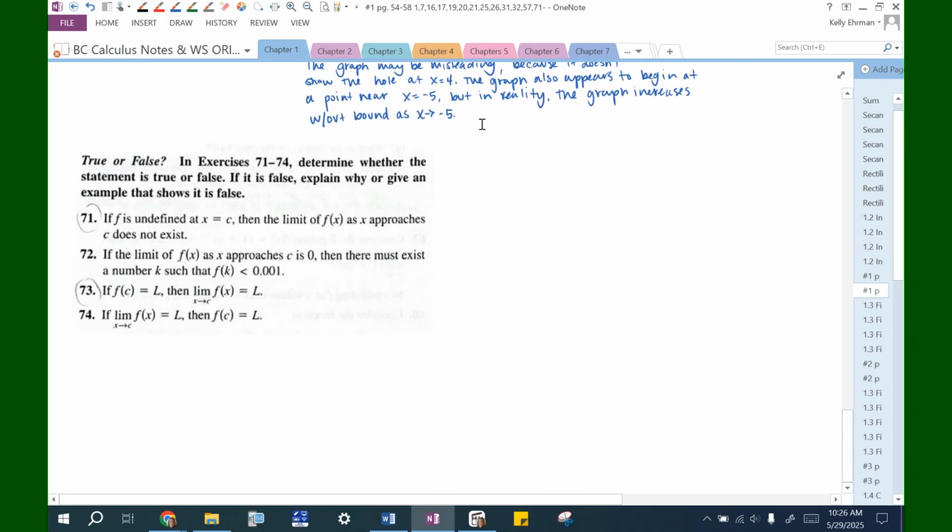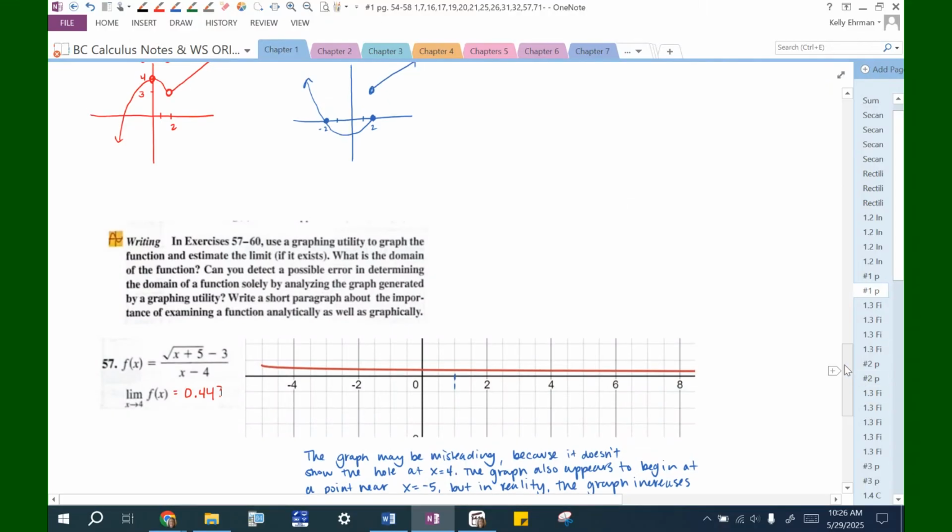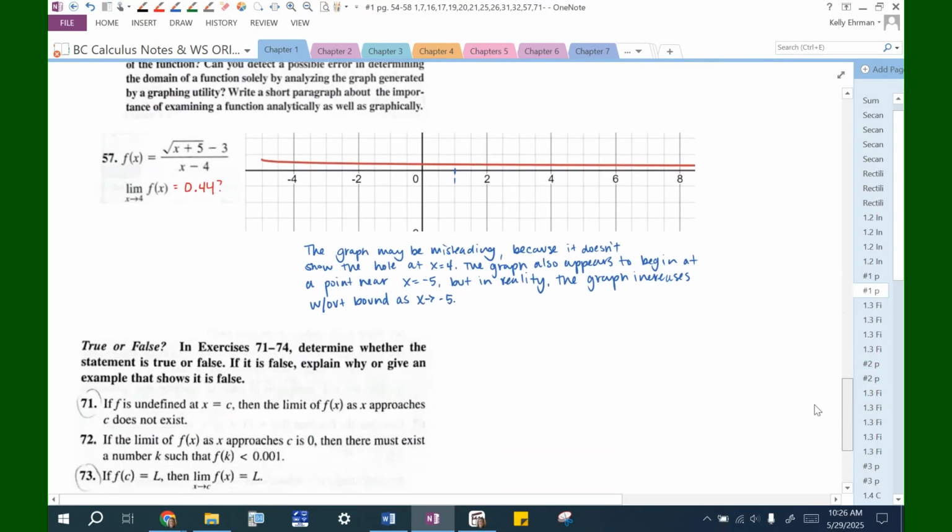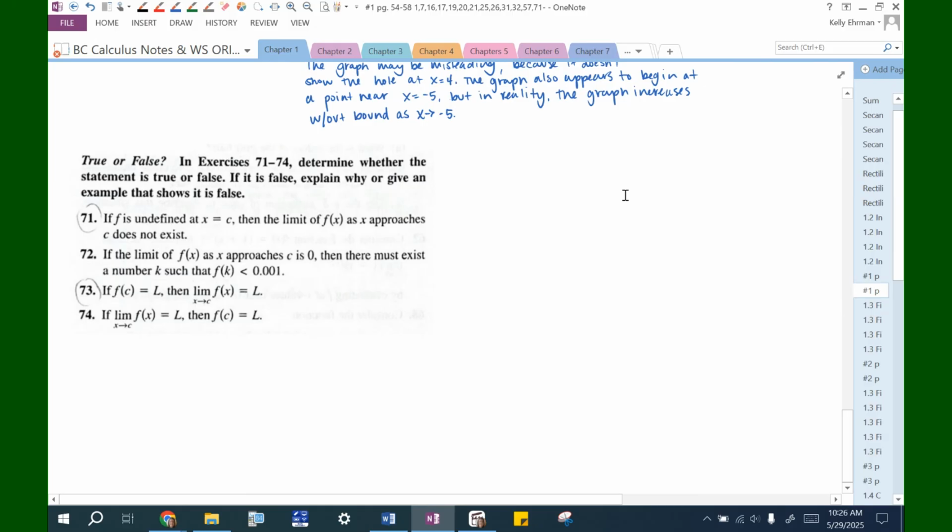Okay, true or false? Let's see. Are we doing all of the true or false section? Let me take a look at my numbers. 71 to 74. Yeah. So if f is undefined at x equals c, then the limit of f of x as x approaches c does not exist. Is this true or false? Does the limit not have to not exist? Undefined could mean hole or vertical asymptote. And we've been learning that just because there is a hole at a point doesn't mean that the limit does not exist. So this is false.